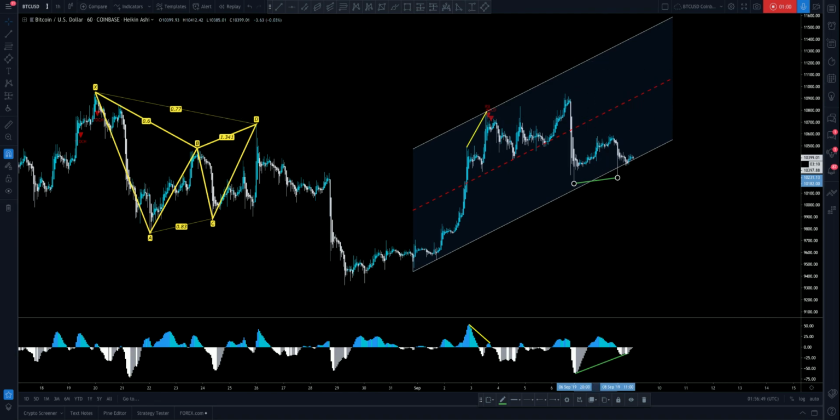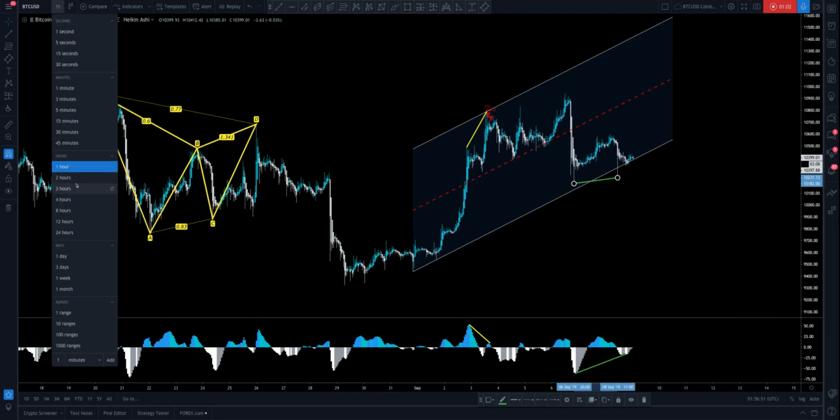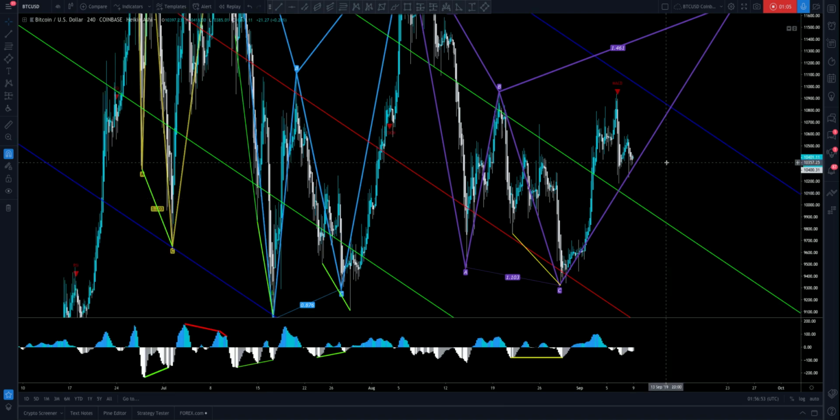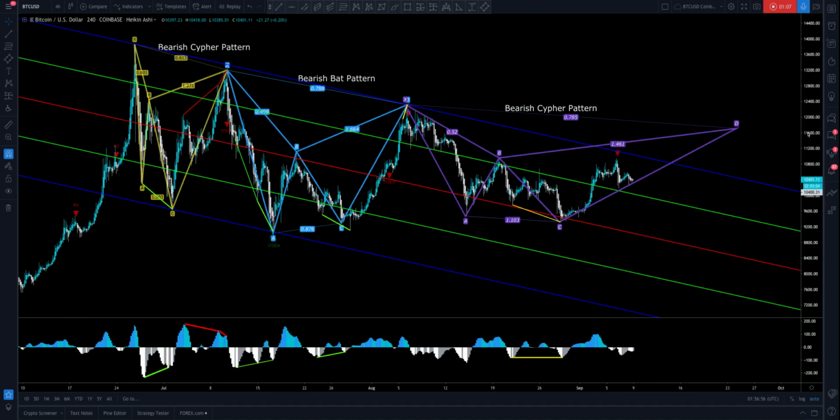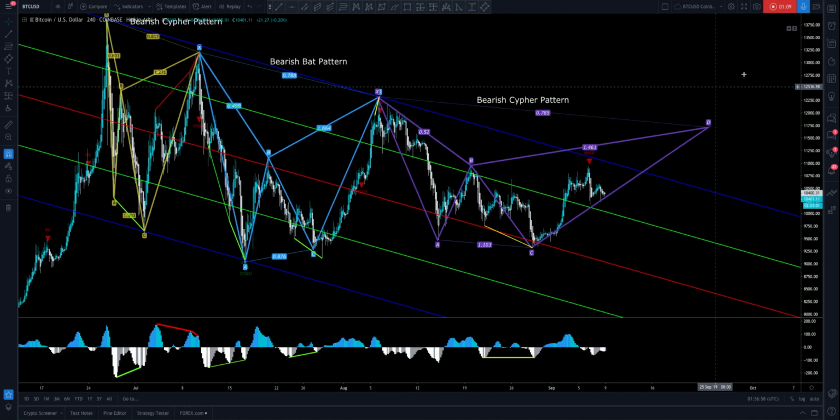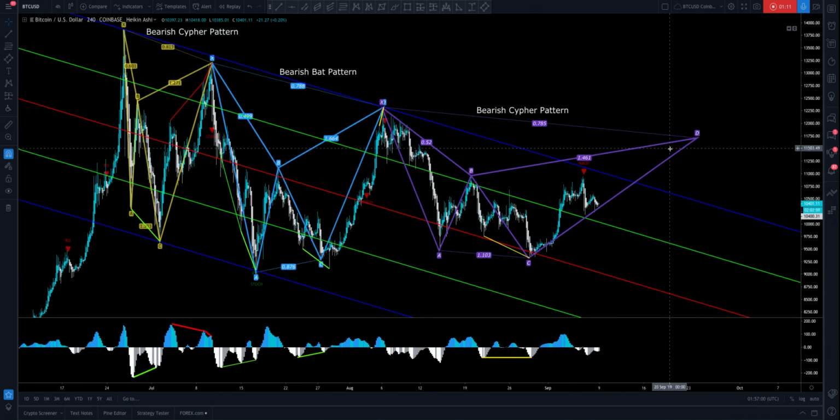So if we back out here to the 4 hour, let's take a look and get an update here on our bearish cipher pattern. You can see here this bearish cipher that we're currently in is our current harmonic on the 4 hour that we're trading. We are seeking this D short target entry here, which is around 11.7. This would be the pattern reversal zone of our bearish cipher pattern here.